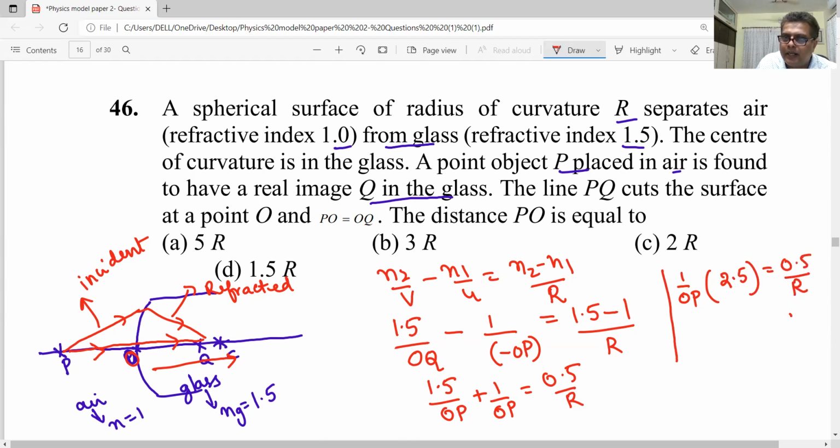Shift OP to the right hand side, right? Shift R here, so 2.5 stays here and 0.5 here. Is it clear? So what you are getting is 2.5 by 0.5, which is nothing but 5, or OP is equal to 5R is the right answer. That is option number A is the right answer.